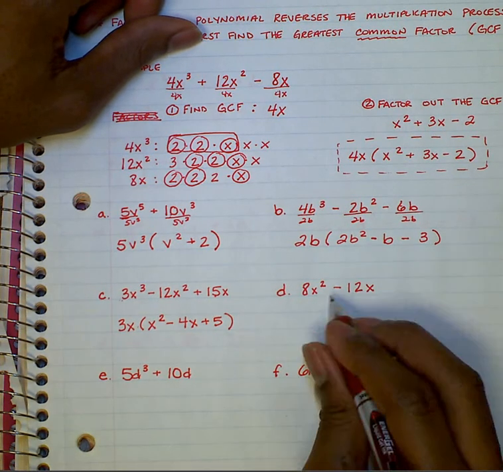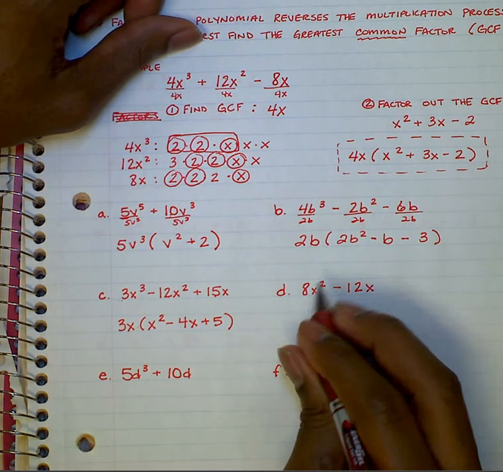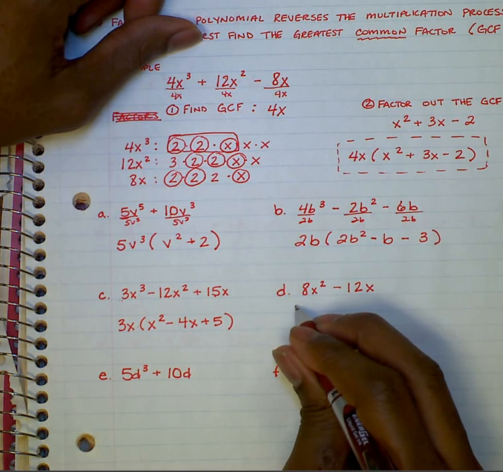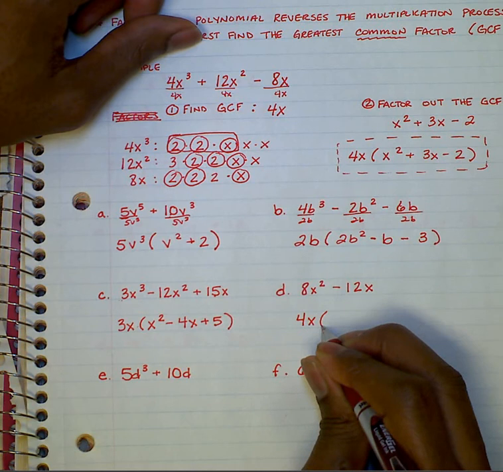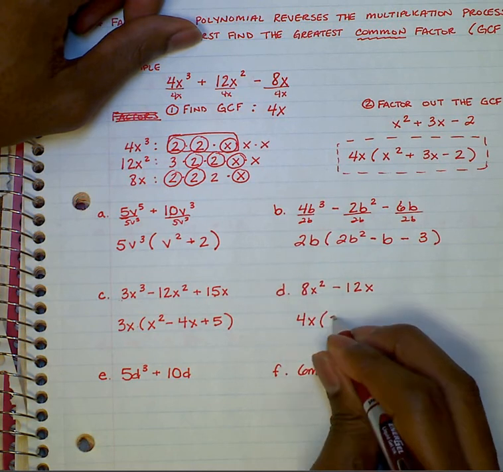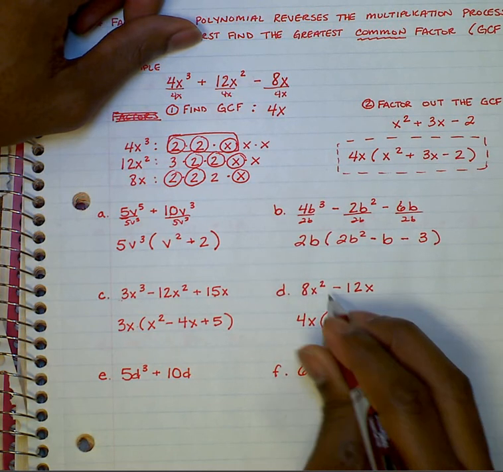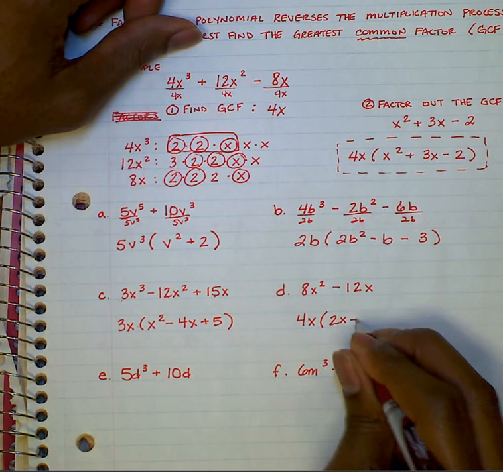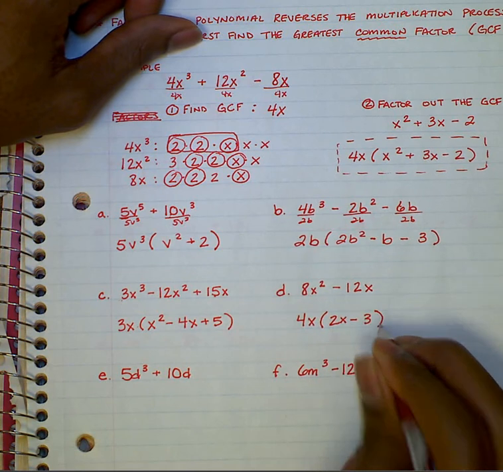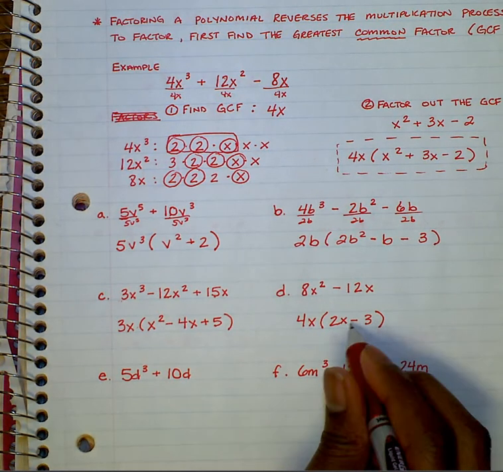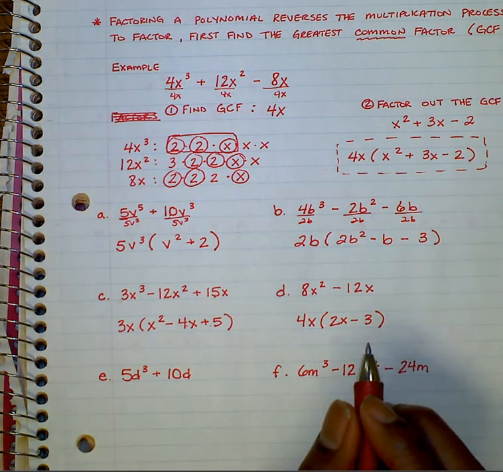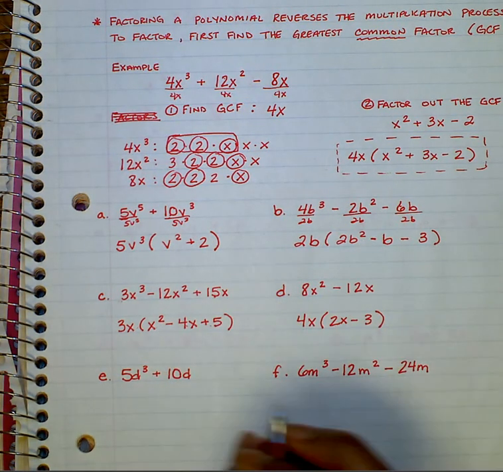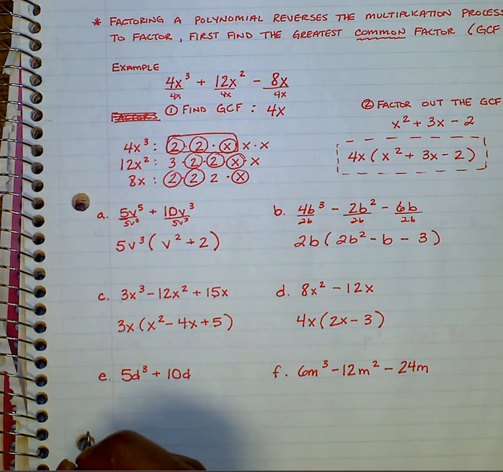Okay, looking at these values, 4 goes into each of them. Okay, so 4. X goes into each of them. Now I have 2x, okay, minus 3. And each time I should make sure as I finish that there aren't common terms left inside here. And I'll show you what can happen if you take out a number that's not the greatest common factor.